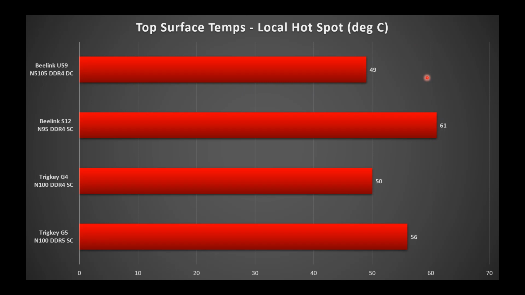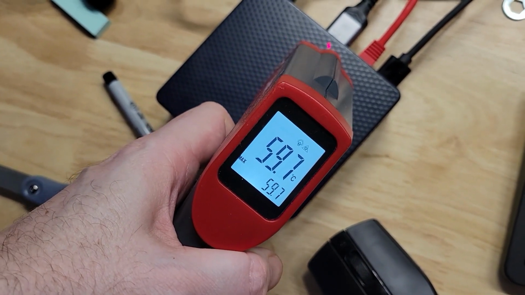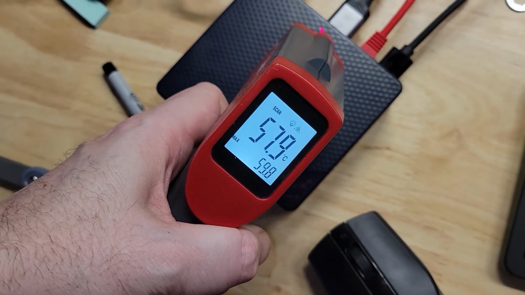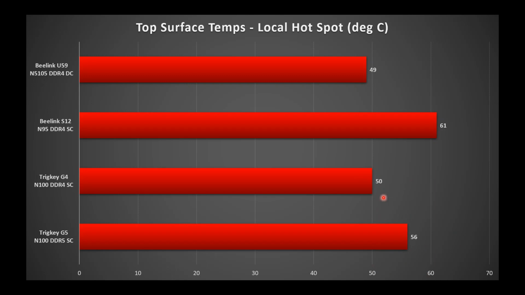Then also during benchmarking, I did do a spot check of surface temperatures using a temperature gun, and it tended to be hottest just in specific spots. It wasn't like the whole surface was at this temperature, but these were the hottest spots on the device on the top surface, and the U59 was 49C, S12 at 61C. Now at that spot, if you push down on it for a little bit, it might get a little uncomfortable, but in general, the surface itself was not uncomfortable to touch. The G4 and G5 were 50 and 56 degrees C respectively.